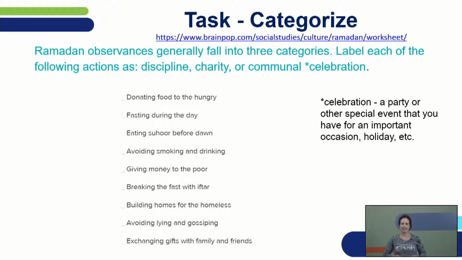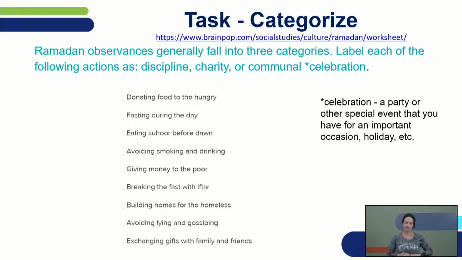Okay, everybody, time is up. I just want to make an important point here. When I talk about avoid smoking and avoid drinking, every time I mention drinking, I'm not talking about alcohol, because usually Muslims don't drink alcohol. So when I say drinking, I mean water, soda, juice, okay? That's the type of drinking I'm referring to.